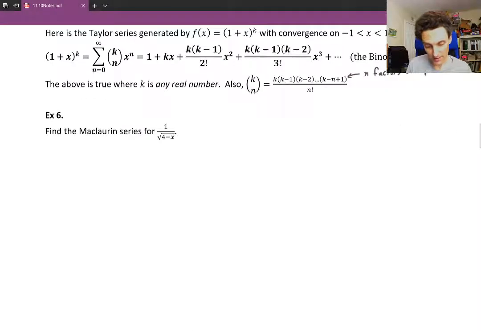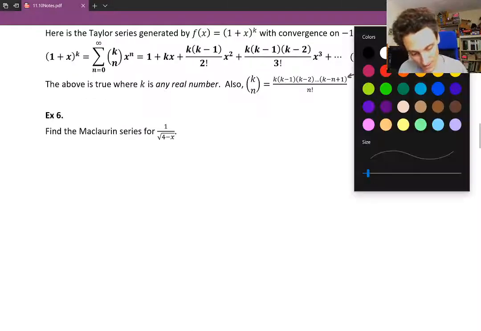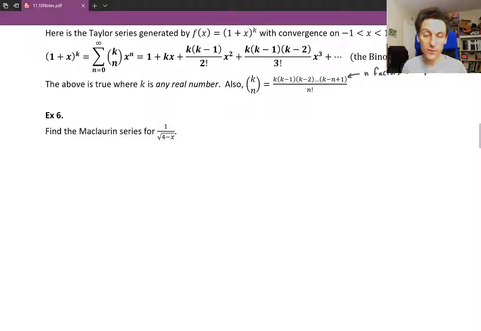For example 6, it says find the Maclaurin series for 1 over the square root of 4 minus x. Now this doesn't look right now like 1 plus x to the k, but if we can put this in the form 1 plus something to the k, then we can use this binomial series. So let's try to do a little bit of algebraic manipulation to turn this into 1 plus something to the k. Well, first off, we need that 1.